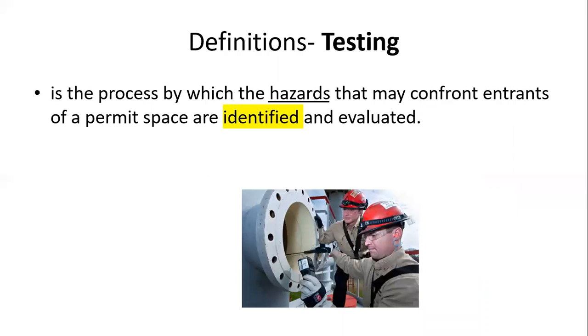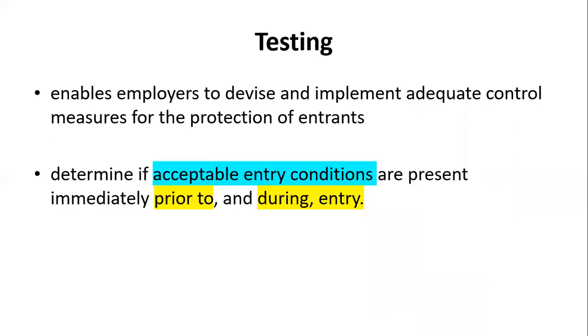Testing, okay, we want to understand that. That's pretty easy. That's where we are actually checking to see if we do have any problems with that confined space. If we have problems, then we have to try to solve them, eliminate them, reschedule the job, whatever. Now, testing makes sure that we protect the entrance, and we make sure that we have acceptable entry conditions. Look at this, prior to and during entry. In other words, we're not just going to measure once. We're going to measure a whole lot of times to make sure that we're testing the right way.